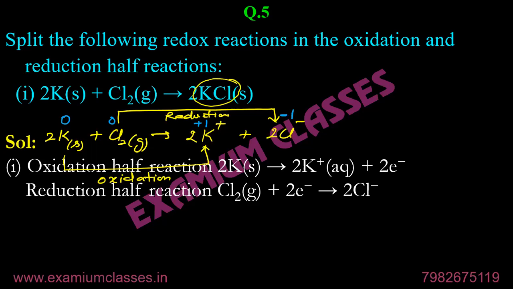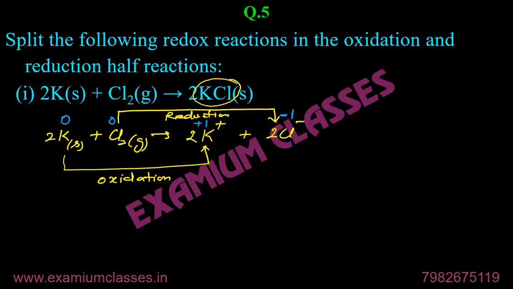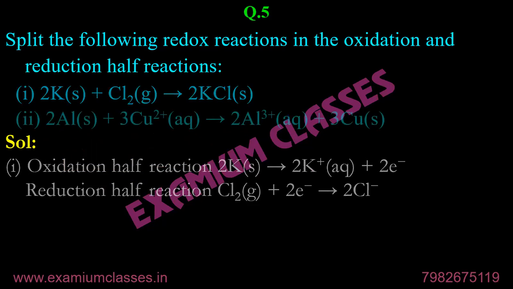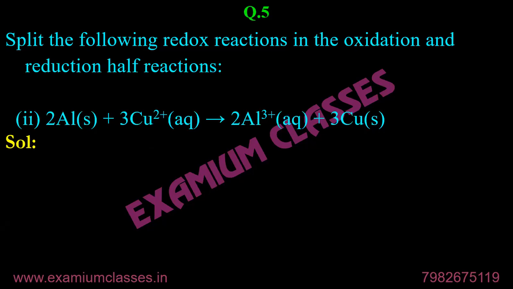Oxidation half, reduction half. Remember, first you have to write the reaction as I have written, and then write this, oxidation half and reduction half. You have been asked to split the reaction into oxidation half and reduction half. After that, the second part. Split this one now. This one is easy. Find where oxidation is taking place, where reduction is taking place, and split it.